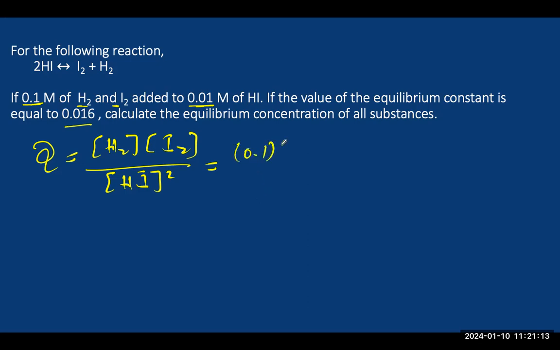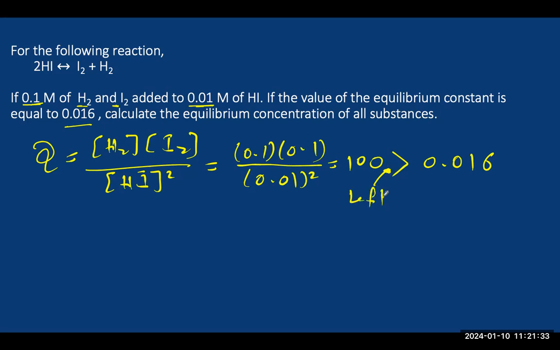Okay, so we'll substitute here for the initial concentrations, and this will give you 100. So the Q is 100, but the K is 0.01. Okay, so Q is higher. Again, from the direction of this sign, we can see that we should shift to the left. This value is higher than K, so we need to decrease this value. To decrease this value means we need to decrease this one and increase this one. So the products will decrease and the reactant will increase. Now we know how the change will happen for the reactants and products.